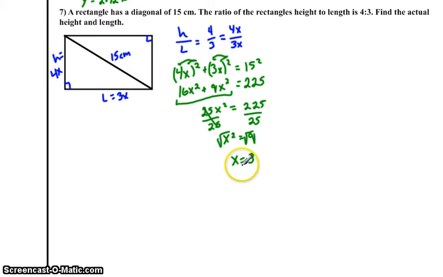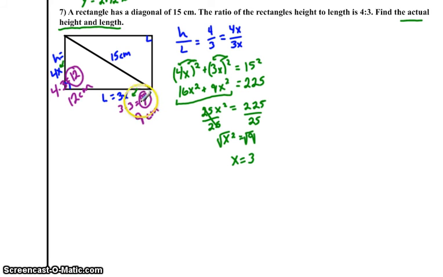All right, so is 3 my answer? Am I done? Well, not quite. They wanted to know the actual height and length. Since we found that x is 3, we can substitute 3 back in for x here and here. So for the height, we have 4 times 3, which is 12. And for the length, we have 3 times 3, which is 9. And so the height is going to be 12 centimeters. The length is going to be 9 centimeters.